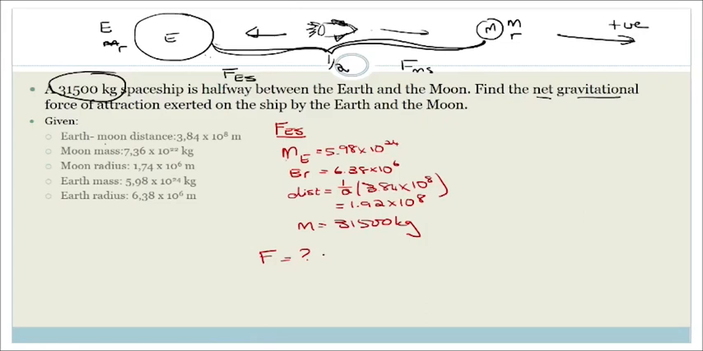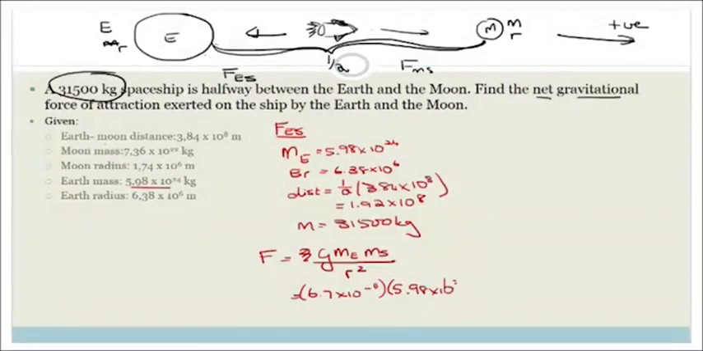Now, F is equal to G, mass of the Earth, mass of the satellite, over the distance between their centers squared. And notice that they don't give us the radius or the distance within the spaceship, because that's so small compared to the radius of the Earth that it really is not applicable. So we've got 6.7 times 10 to the negative 11, the mass of the Earth, which is 5.98 times 10 to the 24, the mass of the spaceship, which is 31,500, all over the distance between their centers squared.